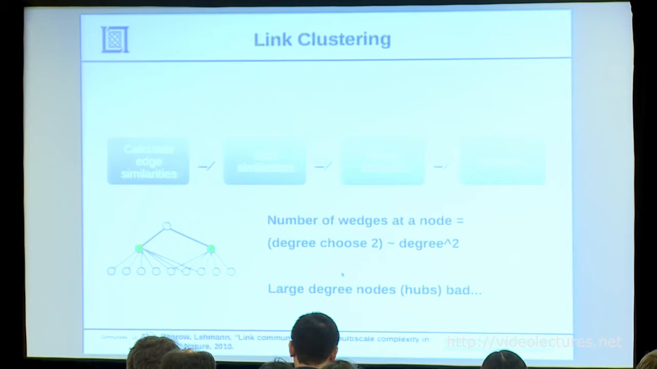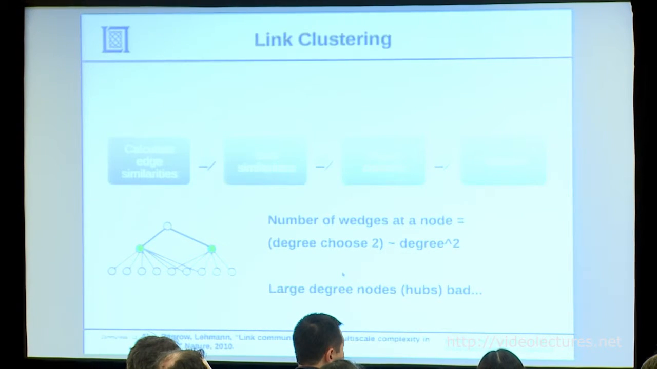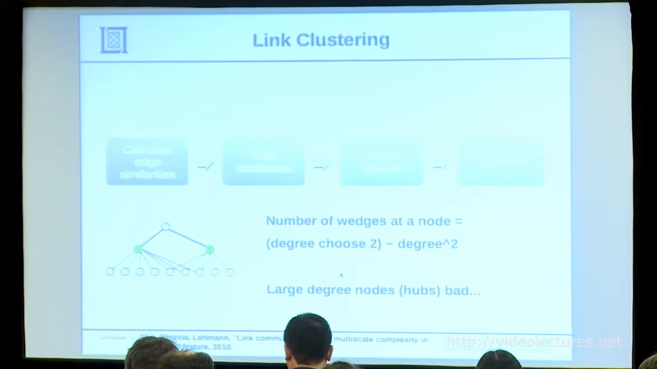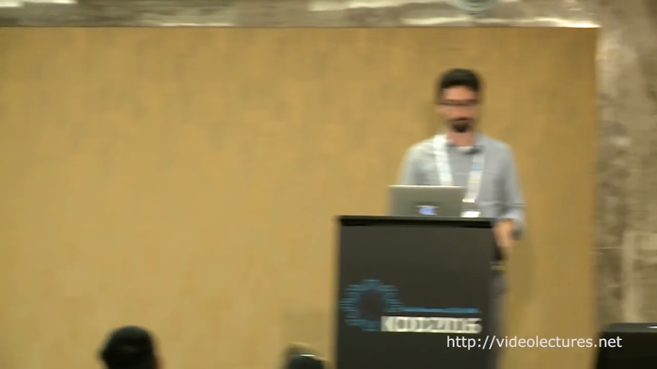First, I want to point out that the fact that we have to deal with wedges means anytime you have a large degree node, you introduce a whole lot of wedges. So one of the bottlenecks we're identifying here is that nodes of large degree, which I'm going to call hubs, produce a lot of wedges. So nodes of large degree are bad. This is very common to a lot of algorithms, but this will become important later on.